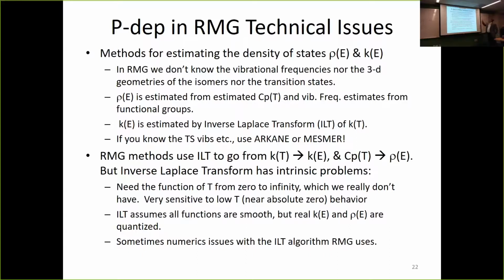And so the way it is done is that rho(E) is estimated by RMG from the estimates of the heat capacity, and also it looks at the molecule structure and tries to figure out what functional groups are there, and it knows some standard vibrational frequencies characteristic of different functional groups. And it combines that information to try to estimate what rho(E) is. Then once it has rho(E), and if it also has k(T), the Arrhenius forms that you put in with your rate rules, for example, then from these two it can do a method called inverse Laplace transform to get k(E).